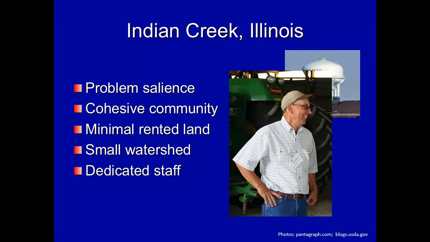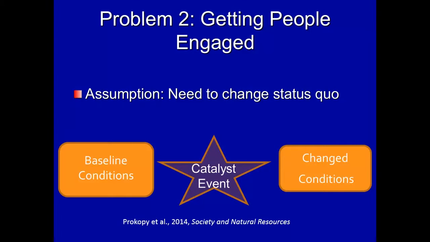So once you find this perfect, amazing watershed where all the conditions are right for success, then you have to actually get people engaged. We've argued in a paper that we wrote about catalyst events that you need some sort of a catalyst. So you might have this great baseline where people like each other, there's a paid watershed staff member, there's problem salience. But something has to change. Something has to shake that community up to get them to start doing something, right?